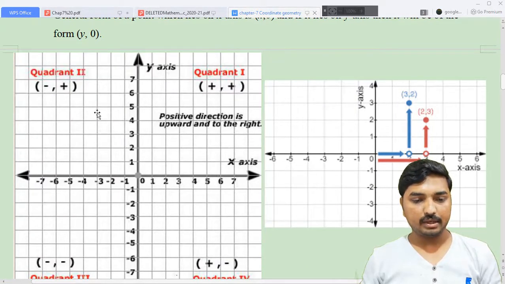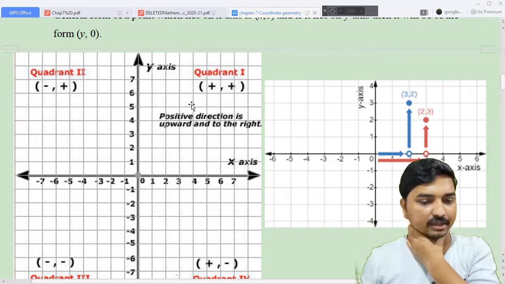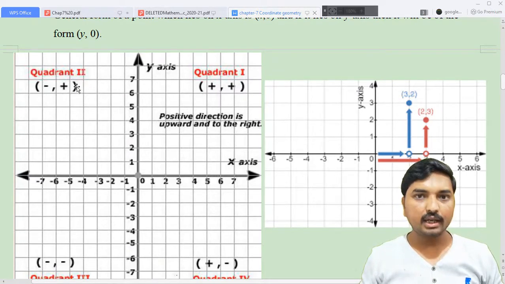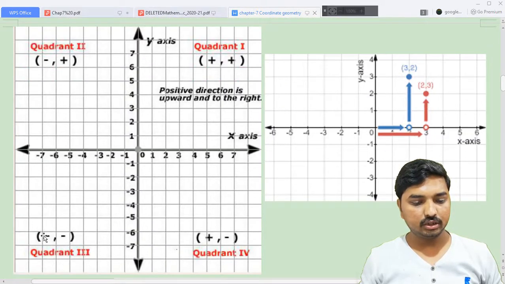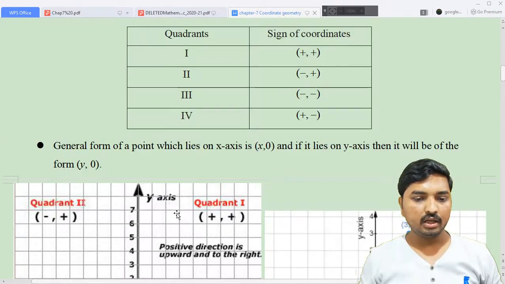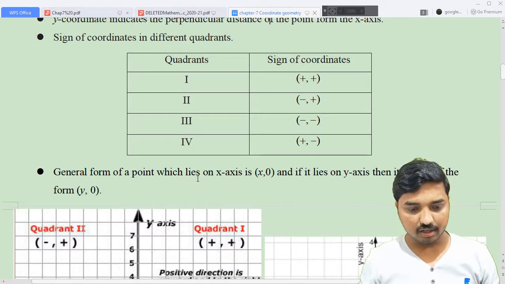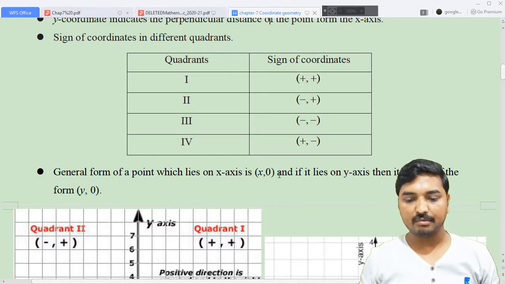Now look at this figure. First quadrant both positive, second quadrant negative and positive, third quadrant both negative, fourth quadrant positive and negative. Remember this sign convention, very important. And the last thing: the general form of a point which lies on the x-axis is (x, 0).